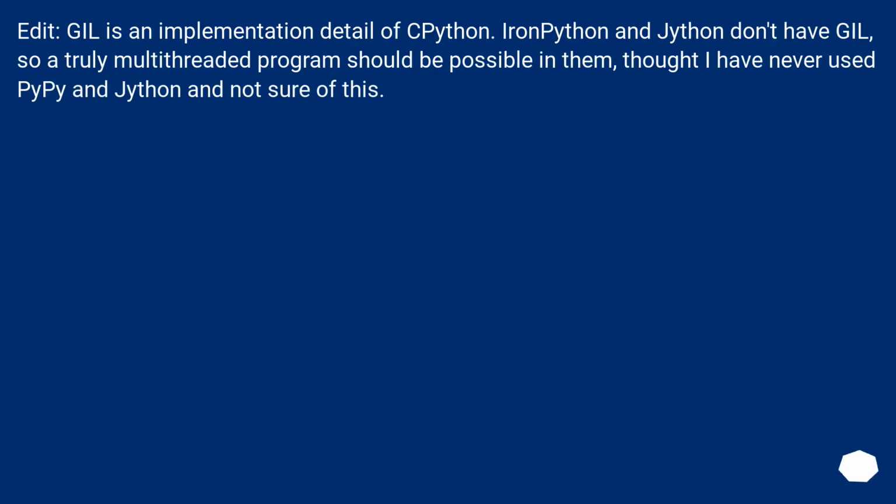Edit: the GIL is an implementation detail of CPython. Jython and IronPython don't have a GIL, so a truly multi-threaded program should be possible in them. Though I have never used Jython and IronPython and am not sure of this.